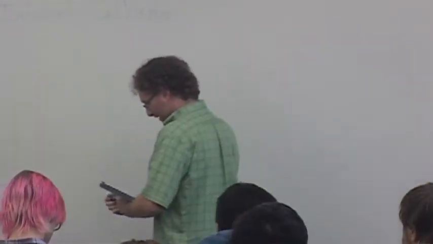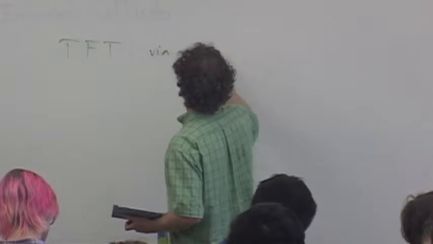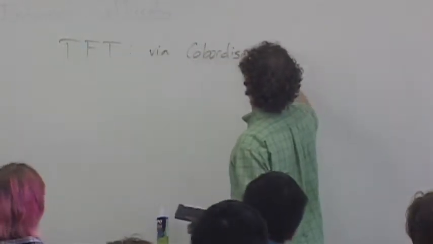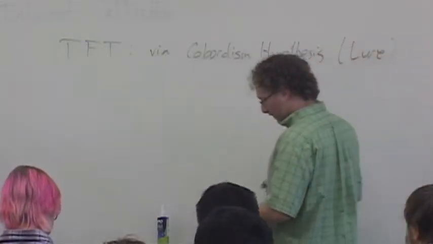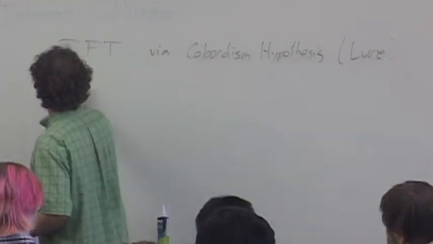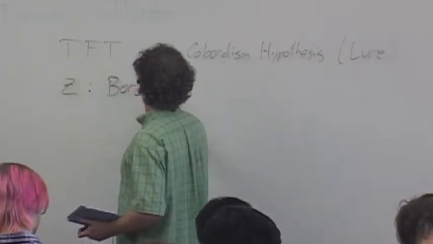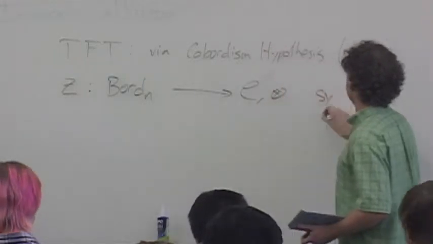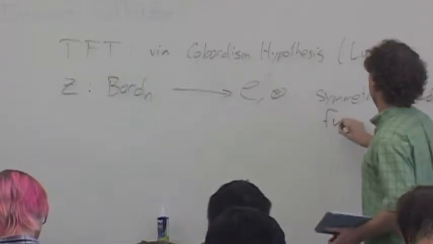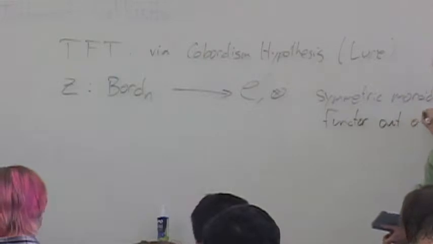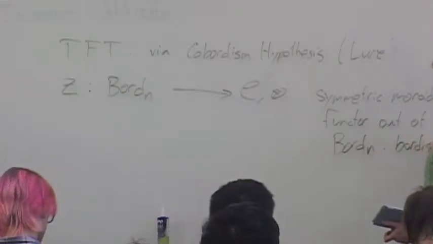So I'm going to think about topological field theory in the framework of the Bordism hypothesis, proved by Jacob Lurie. And so, what does it mean? Topological field theory for me, well, topological field theory is something I'll denote Z. It's a symmetric monoidal functor out of Bord N, which is going to be the Bordism higher category of n-manifolds.